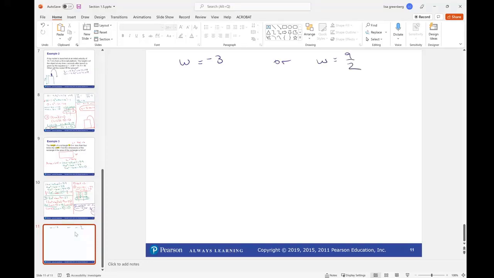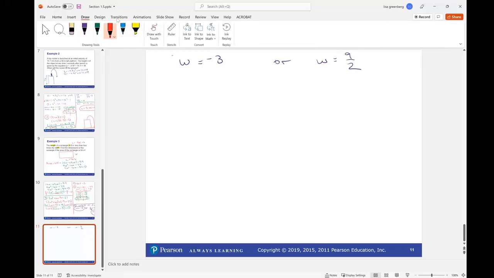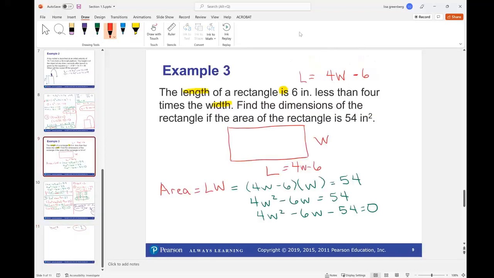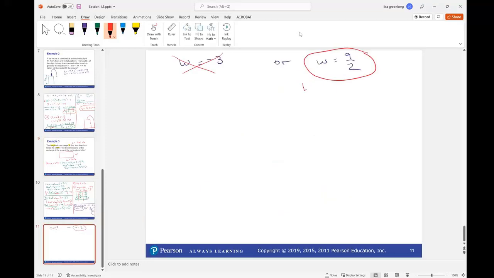But what does w stand for? W stands for the width. Can I have a width of -3 for one side of my rectangle? Of course not. That doesn't mean anything, right? So we're going to cancel that. And we're going to say, now we know w equals 9/2. And I can find my length is 4w minus 6. So my length equals 4w minus 6, which equals 4 times 9/2 minus 6.